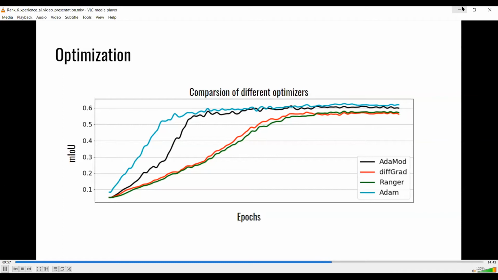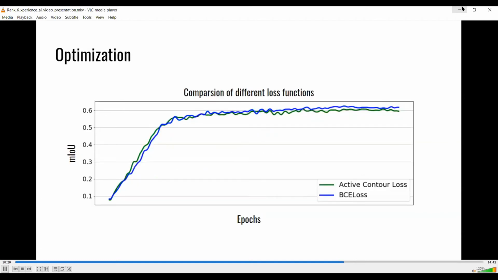Also, final results of models with the last two optimizers are significantly worse. Overall, Adam is still the best choice for model training, as it shows the best results and ensures the fastest convergence of the model. Probably the results of DiffGrad and Ranger could be better if we performed hyperparameter tuning, but we didn't.